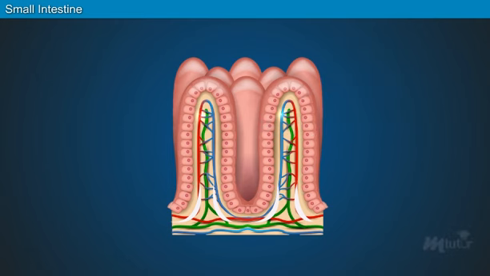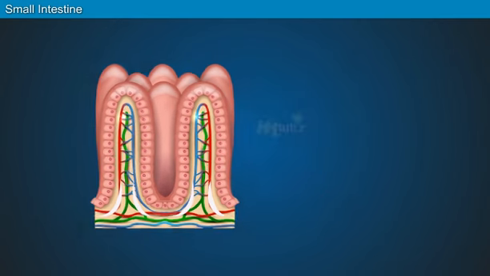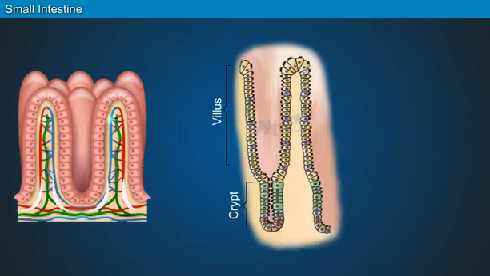Each villus, in its core, contains a lymph vessel, that is, lacteal, continuous with the lymphatic plexus of the submucosa; smooth muscle fibers, continuous with muscularis mucosa; and an arteriole and venule, with a rich capillary plexus. Between villi are the intestinal glands, which are known as crypts of Lieberkühn. These are involved in host defense and signaling.